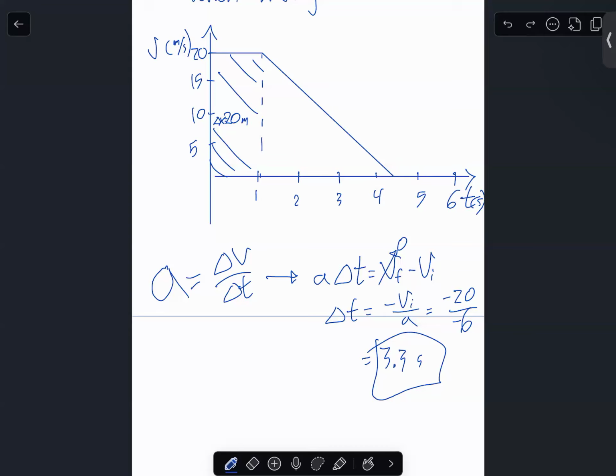What's the average from 20 to 0? Average of 20 and 0? This should not be a tough calculation. 10. 0 plus 20 over 2. Okay, so 10 meters per second is the average velocity. How far do you go in 3.3 seconds if you're averaging 10 meters per second? 33 and a third. Oh, I'll just round it.